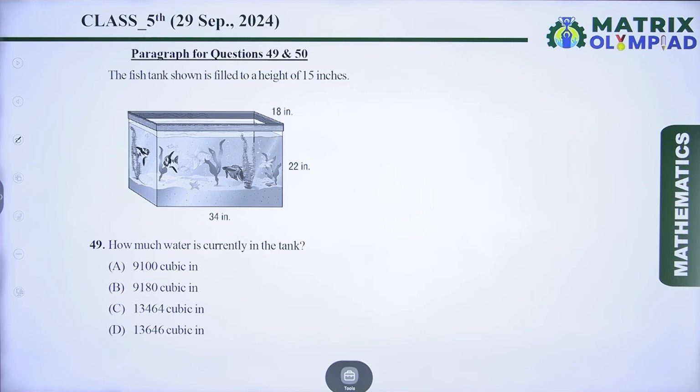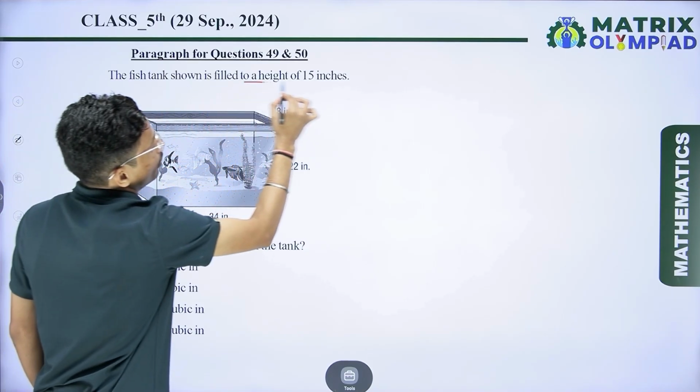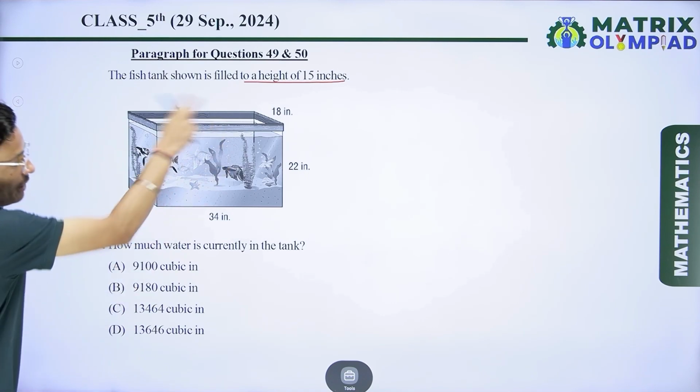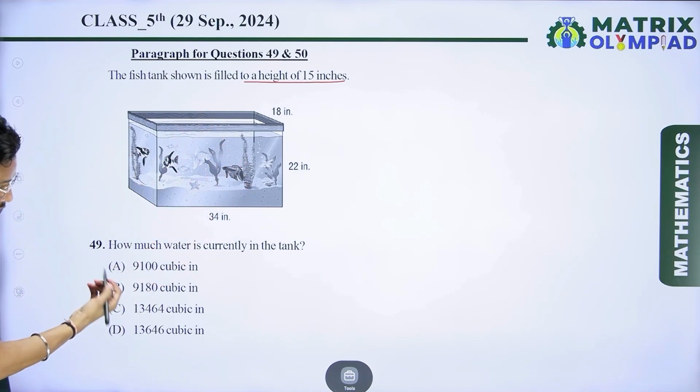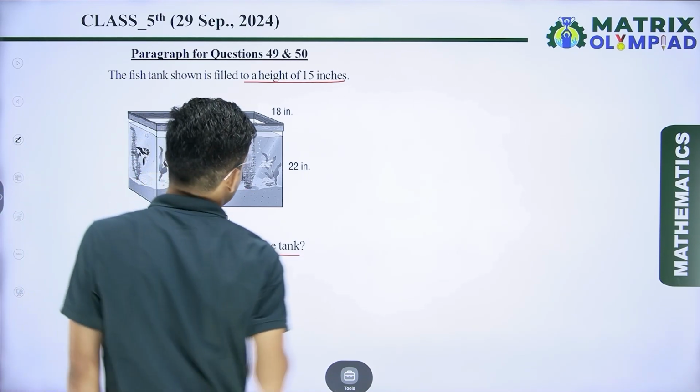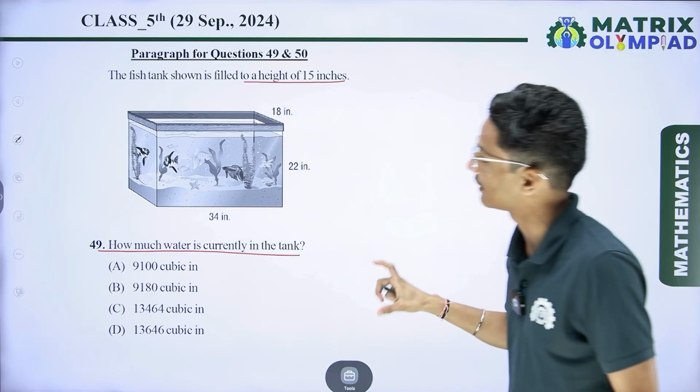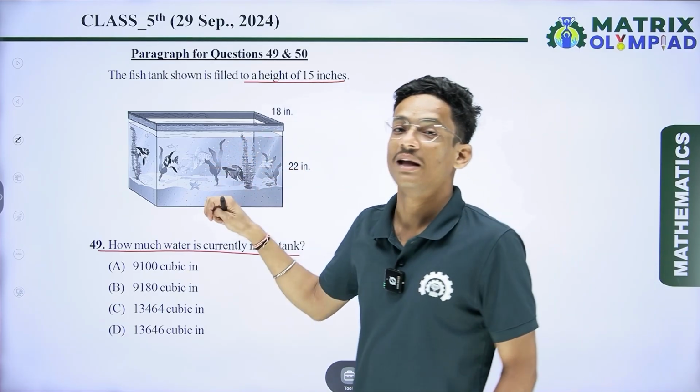Now if I talk about the next question, which is also based on a paragraph, the fish tank shown is filled to a height of 15 inch. So here we have been given a fish tank. Now we have to find how much water is currently in the tank.